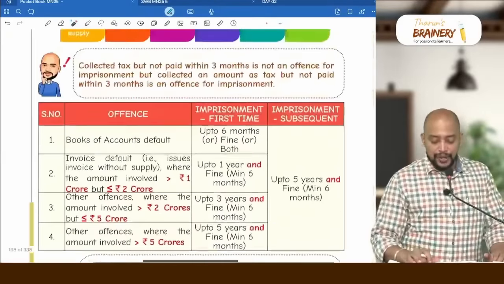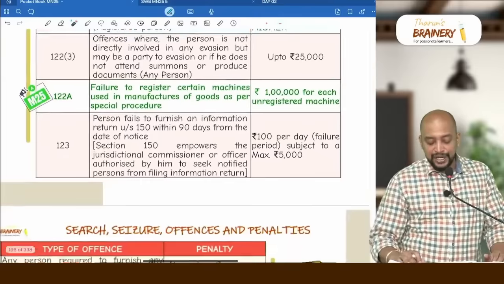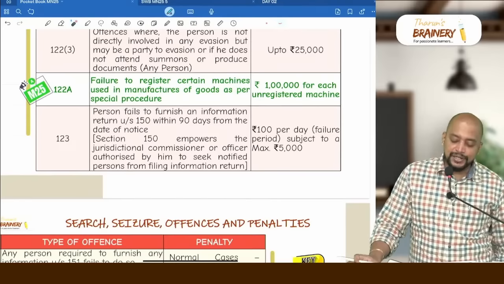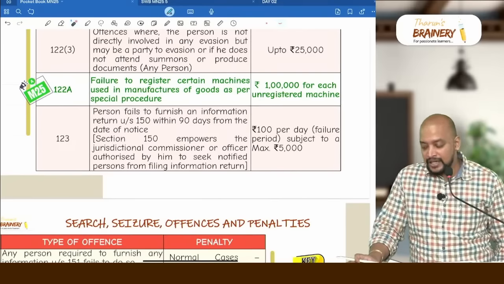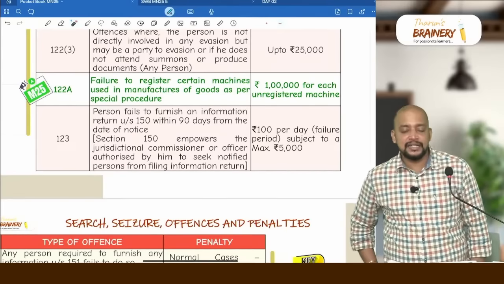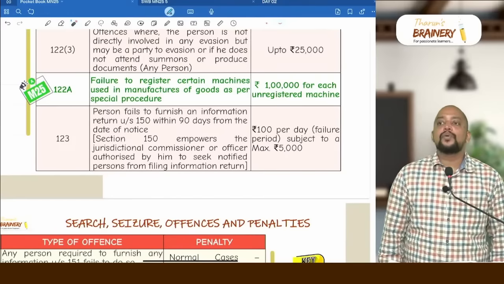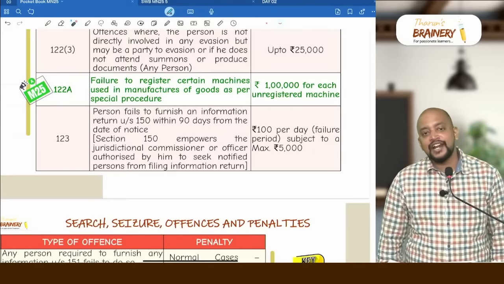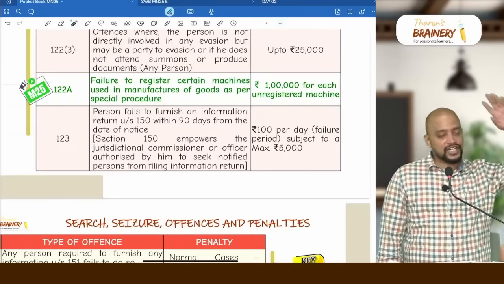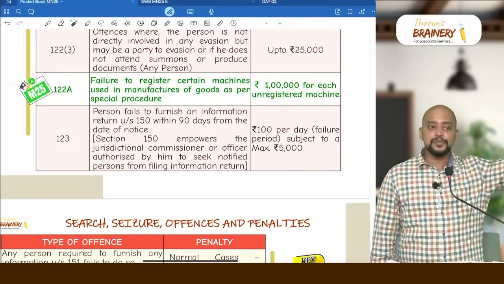Now we are looking into 122A. So we completed up to 122 subsection 3. Look into 122A. That's a newly added provision: failure to register certain machines used in manufacture of goods as per the special procedure. What happened is, many tobacco manufacturers and others have a tax liability based on production capacity. For example, if you have a machine with a production capacity of 1 lakh units, whatever may be your sales, you need to pay GST based on 1 lakh units. Even if your production is less than that, you need to pay like that; there is a provision. That provision has been there for quite a long time, but you have not studied it because I have not taught you that provision, because it is not in the syllabus, but this provision is there.